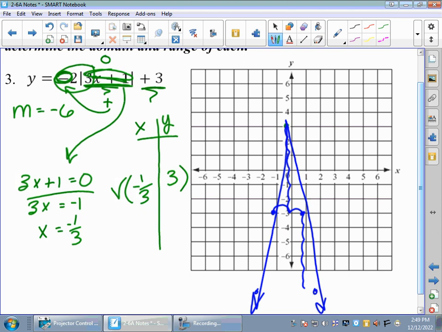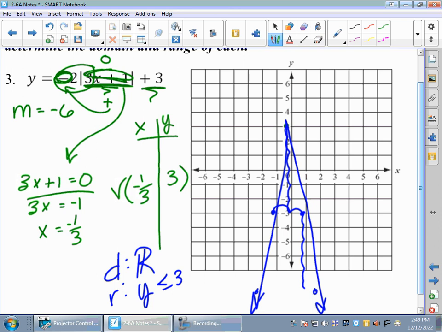Domain is all reals. This will continue. Both branches continue to the left and to the right, so the entire x-axis is covered. My range, though, is only including values from 3 on down. So that's y less than or equal to 3.